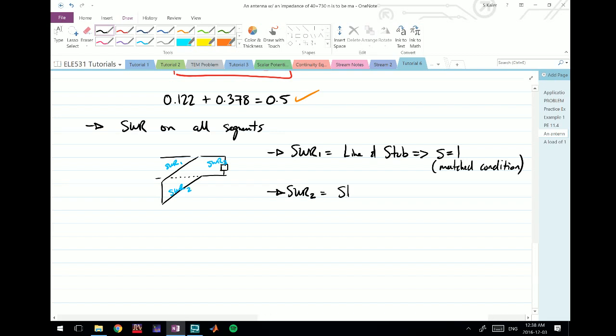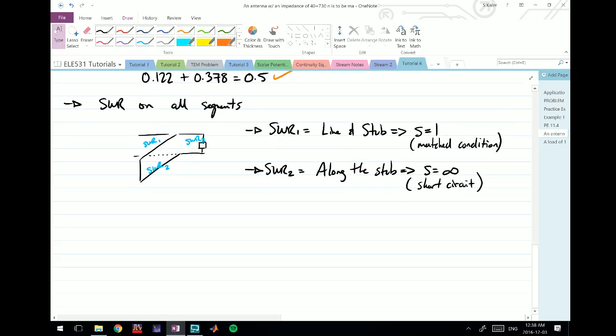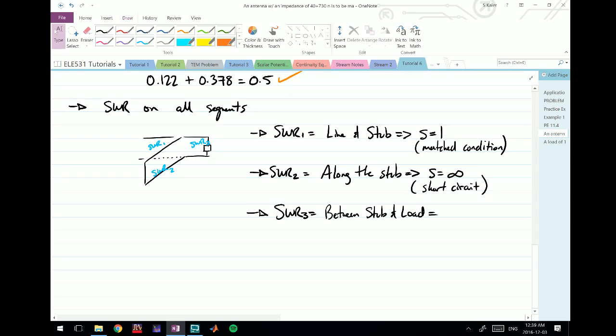Now we have SWR2 is stub, I suppose, because that's along the, we'll call it along stub, okay? So it's along the stub, and this is what? This is going to be infinity. Why? Because it's short-circuited, and we know that in a short circuit you'll have full reflection. Full reflection means SWR is infinity. So now here SWR3 is going to be between stub and load.